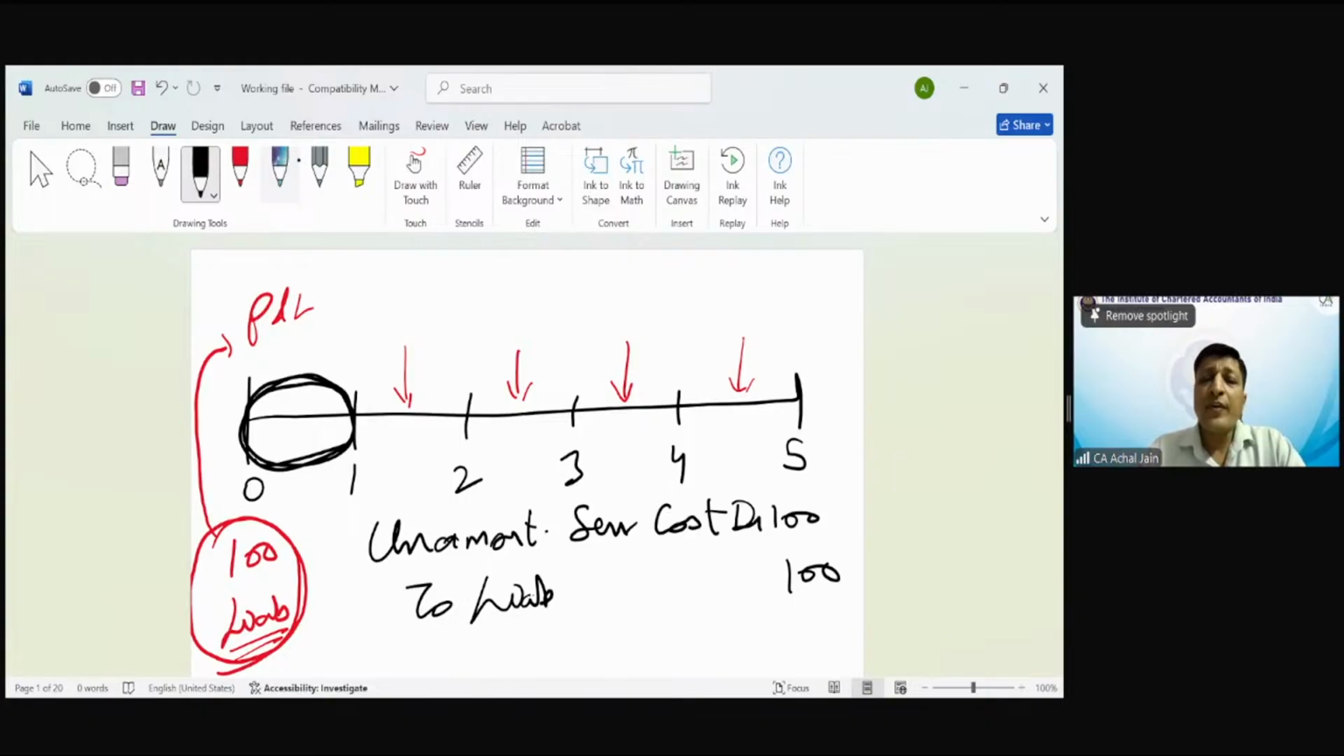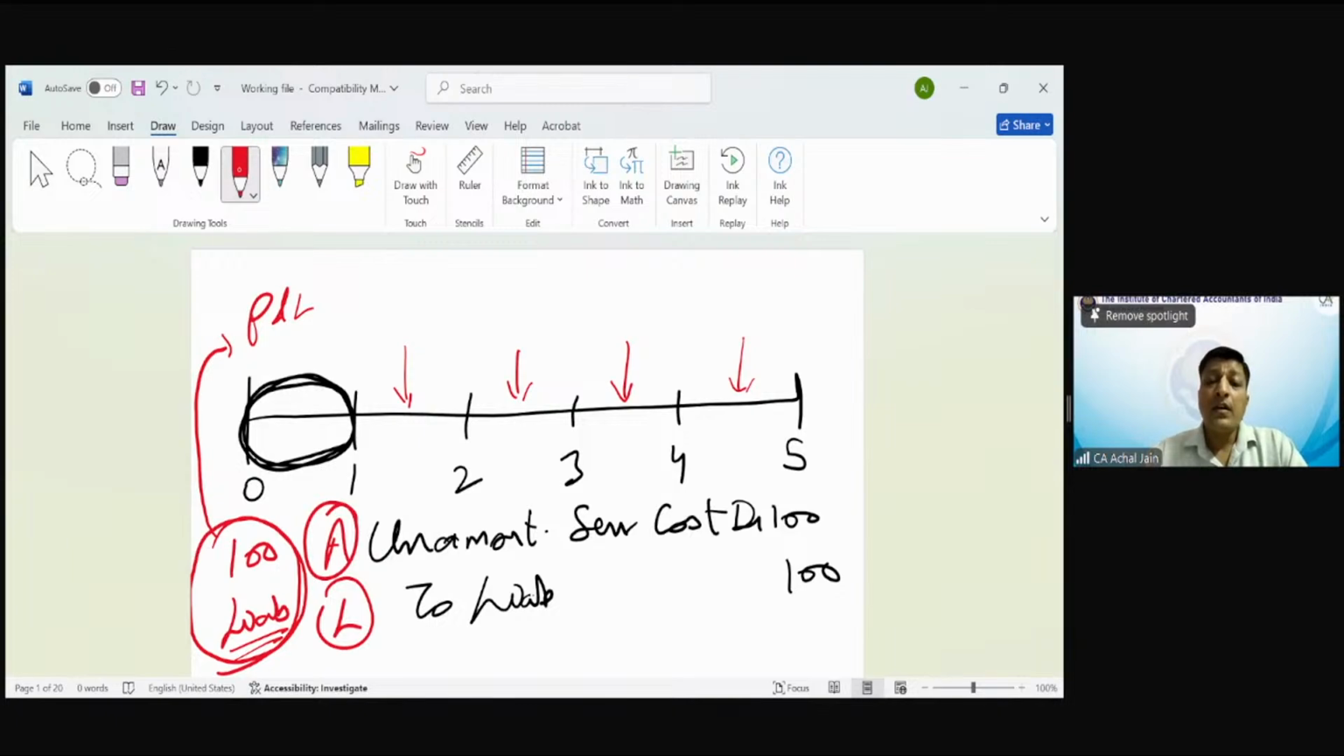Now, let's suppose you are required to present this portion in the balance sheet. What will you do? In the balance sheet, you will have one portion of asset in a way, and one portion of liability. So if these two happen to be the same amount, what will happen? This will become zero.